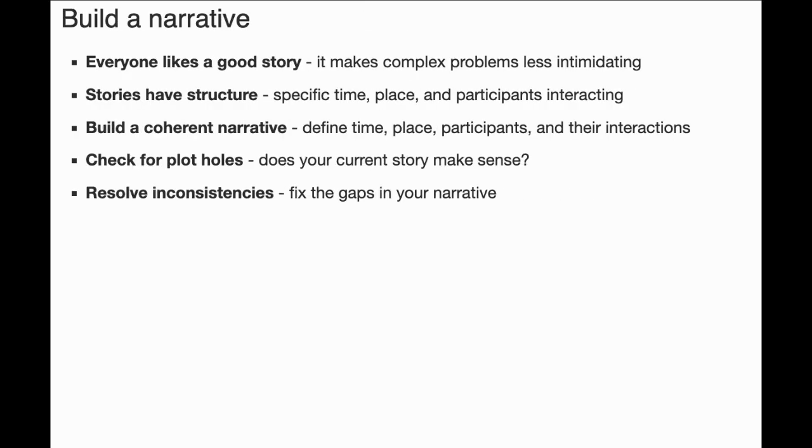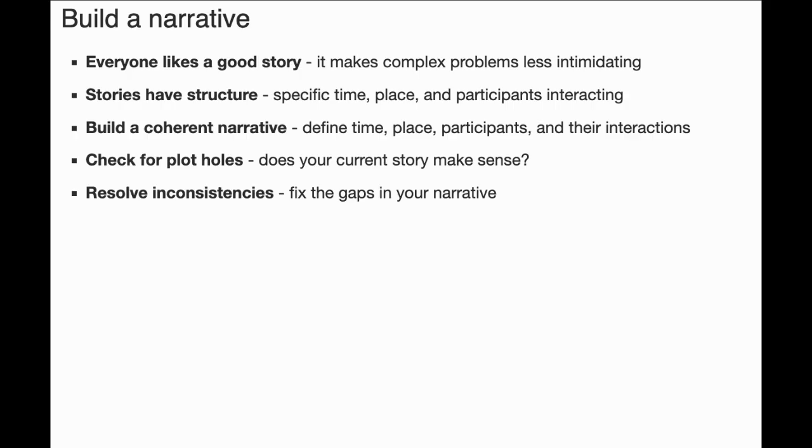Build a narrative. Everyone likes a good story. It makes complex problems less intimidating. Our brains are literally wired to understand information as stories. When you have many different error messages and many system components involved, a timeline narrative makes it digestible. Instead of overwhelming complexity, you get, here's what happened, and then this happened, which caused that. Stories have structure: a specific time, a place, and participants interacting.